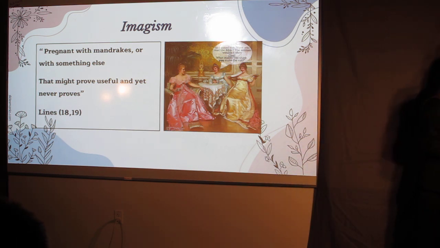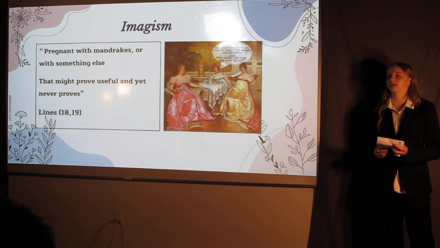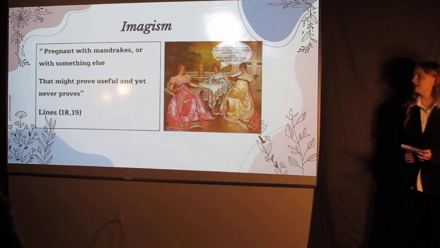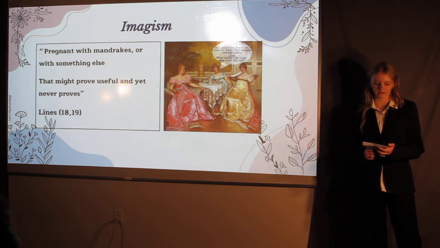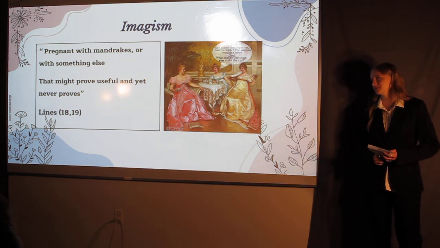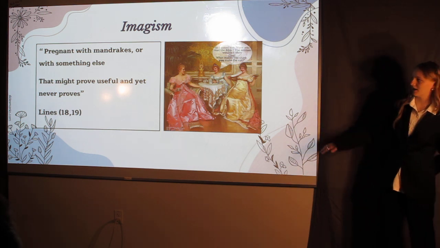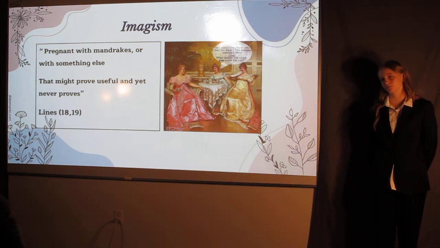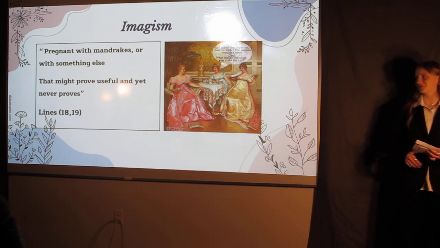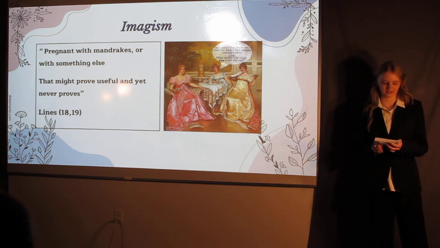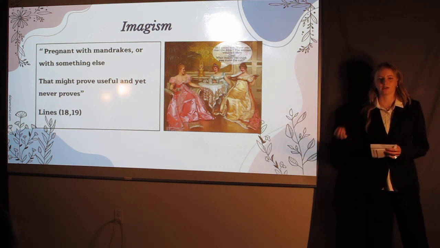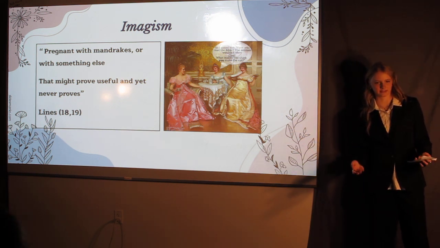The first one is imagism, and it was actually an Ezra Pound influenced literary movement. Imagism sought clarity of expression through precise imaging. So this line, pregnant with mandrakes or with something else that might prove useful yet never proves. The use of pregnant with mandrakes is an imagism term to clarify a woman's weakness within a motherly role in society.